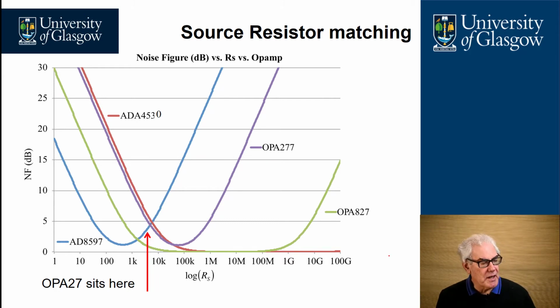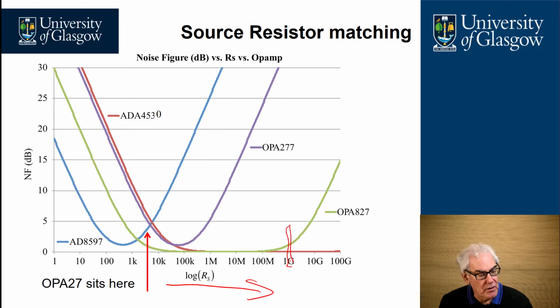And what we've done here is we've taken the different amplifiers that we looked at in the previous point, and plotted the noise voltage and the noise current performance across an increasing source resistance, going from a very low 1 ohm on the left hand side all the way up to 1 gigaohm on the right hand side up here. And here we can see that each amplifier is an ideal match for a different source resistance.